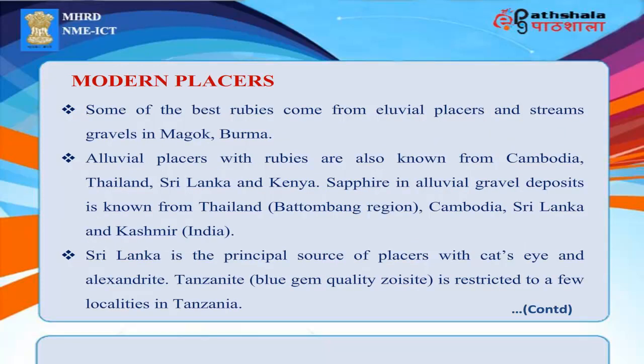Some of the best rubies come from alluvial placers and stream gravels in Mogok, Myanmar. Alluvial placers with rubies are also known from Cambodia, Thailand, Sri Lanka, and Kenya. Sapphire in alluvial gravel deposits is known from Thailand, Cambodia, Sri Lanka, and India. Sri Lanka is the principal source of placers with cat's eye and alexandrite. Tanzanite, the blue gem variety of zoisite, is restricted to a few localities in Tanzania.